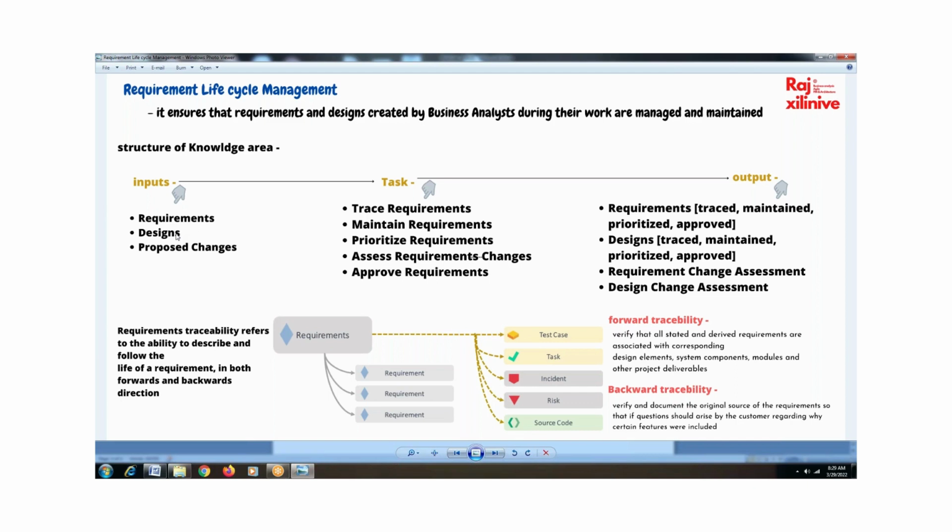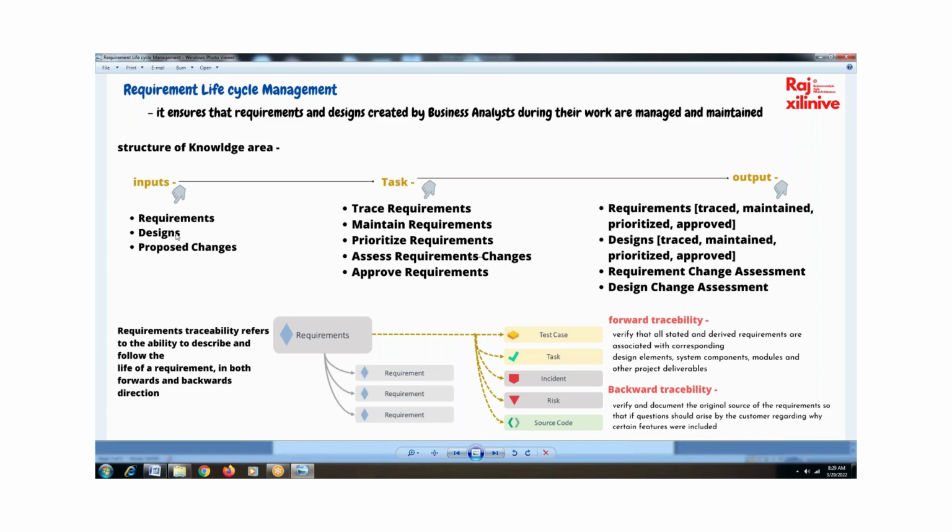One, you have to trace the requirements. Second, you have to maintain the requirements. Third, you have to prioritize the requirements. Four, you have to assess the requirement changes. Fifth, you have to approve the requirements, right? These are the different parts you have to do. First of all, tracing out the requirements. This is the first point.